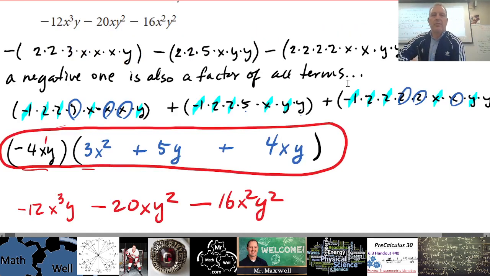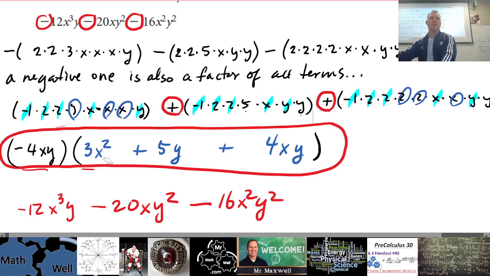So this is factoring a greatest common factor out of an expression. And like I said, don't forget that the negative is actually a common factor here as well. So when you pull that negative 1 out, you can actually write each term as a sum then. Okay, so here's your answer. Negative 4xy is your common factor, then 3x squared plus 5y plus 4xy is the second factor. Any questions?